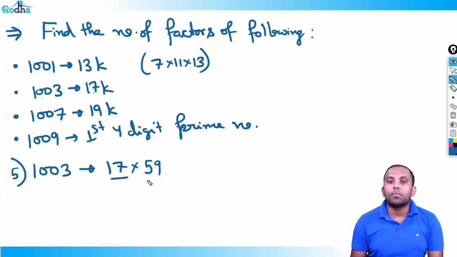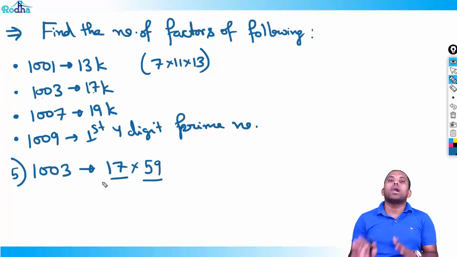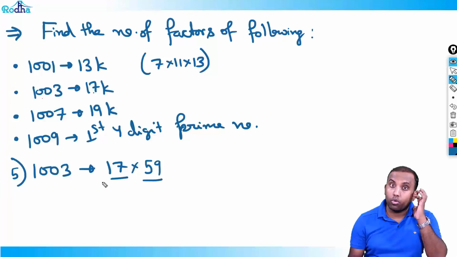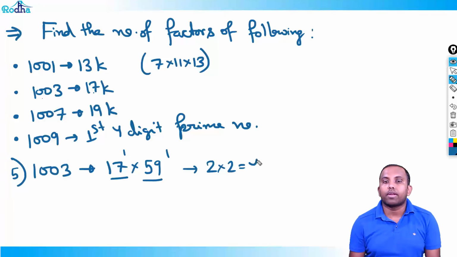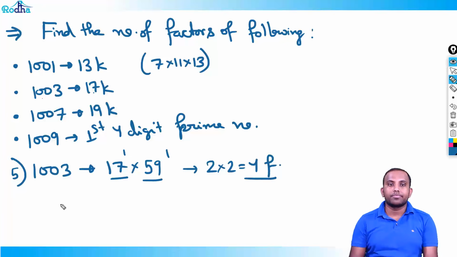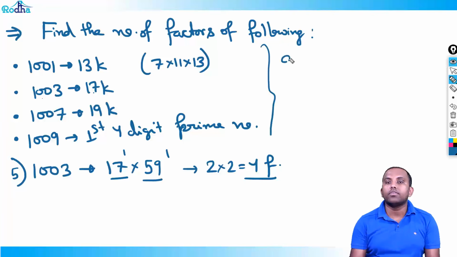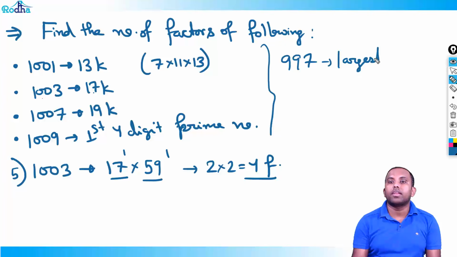And both are prime numbers. 17 and 59 both are prime numbers, remember it. So 17 into 59, how many factors? Power 1, power 1. So 1 plus 1 into 1 plus 1, total 2 into 2, 4 factors. Correct? So remember, very important concept, right? And what we discussed in the last slide was 997 is the largest 3-digit prime number.